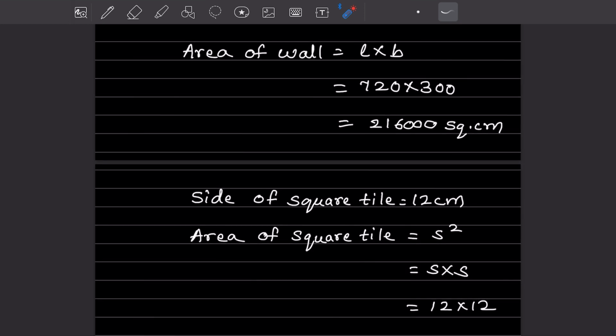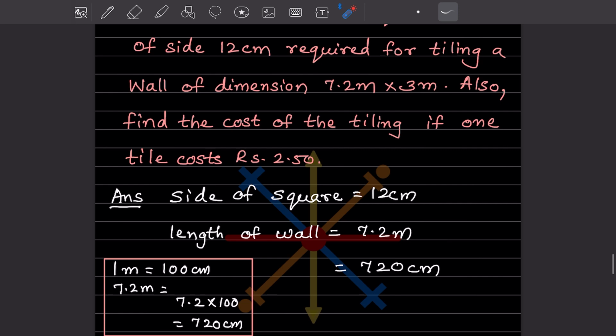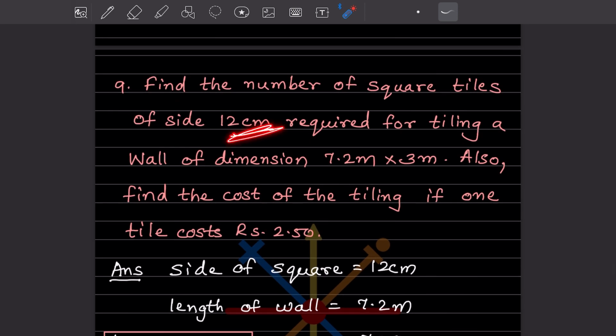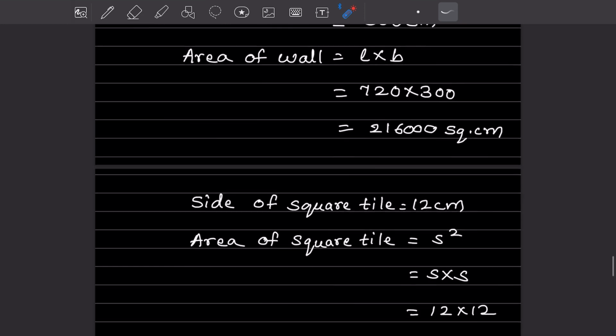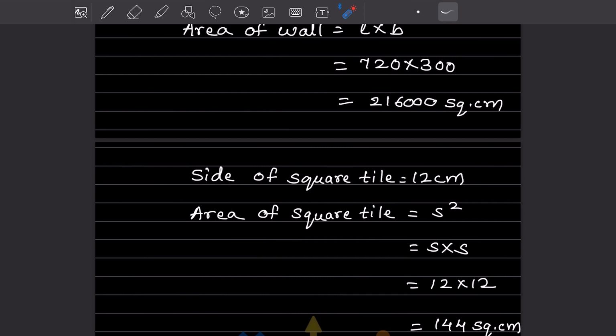Now, what did he say here? The side of the square tile is given as 12 centimeter. There are tiles, isn't it? So this is for the wall. For the wall, you need the tiles. So this is a square tile, and this is 12 centimeter. So first thing, again you have to find out the area of the square tile. Here the side is given. So area of the square tile means the area of square, which is side square. So this we can split up into S into S, and this is given as 12. So you are going to put here 12 and here 12. So that will be 144 square centimeter.